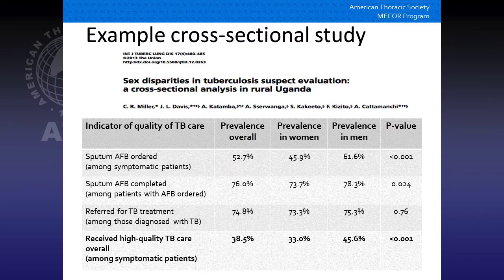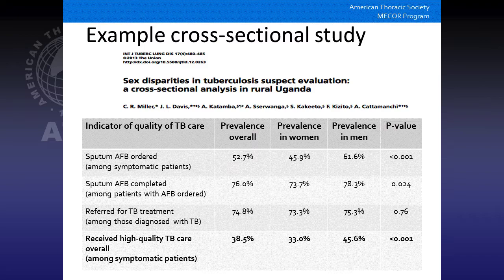And you can see that overall, in that leftmost column there, a little more than a third, 38.5%, got good care. But it was not the same in men and women. For men, 45.6% of them got good care, and for women, it was only 33%. So this difference of 45.6% versus 33%, although it could have happened by chance alone, it would be very unlikely by chance alone. The likelihood of that kind of a difference occurring by chance alone is less than 0.001. That's what the p-value is.